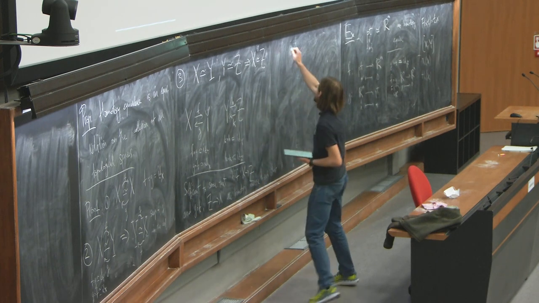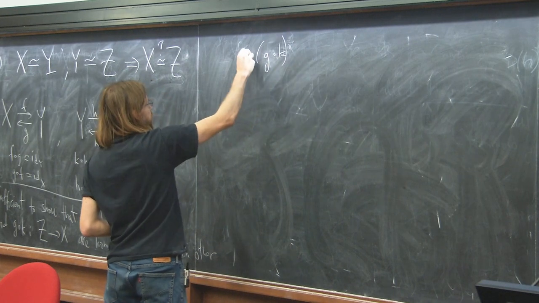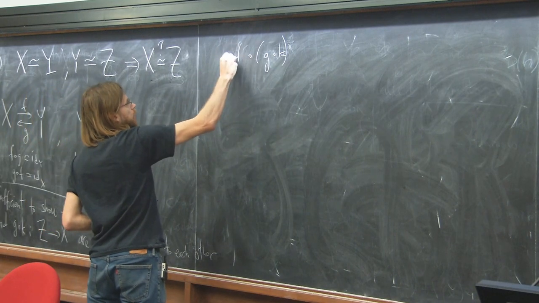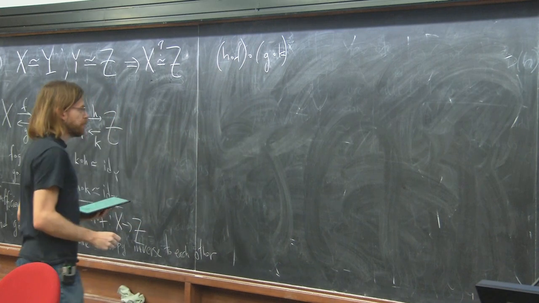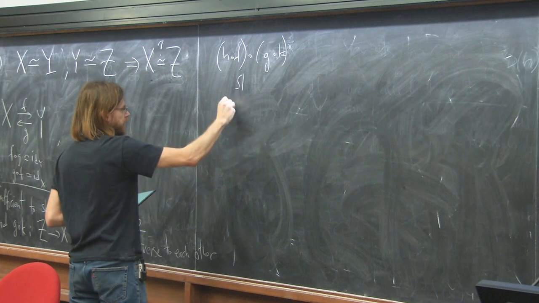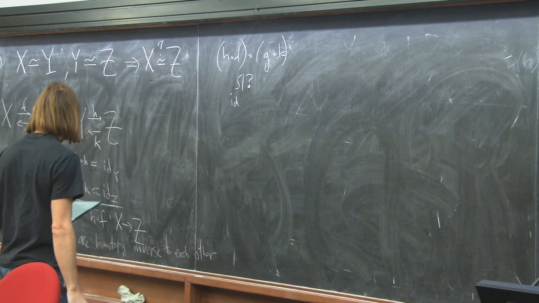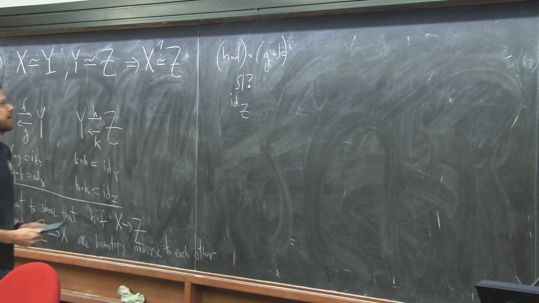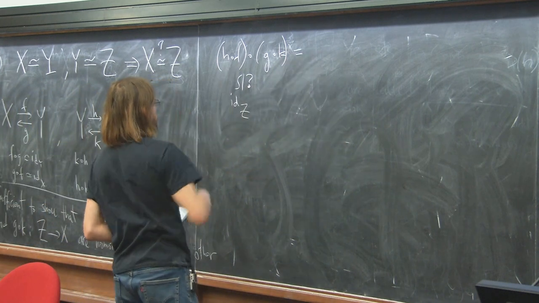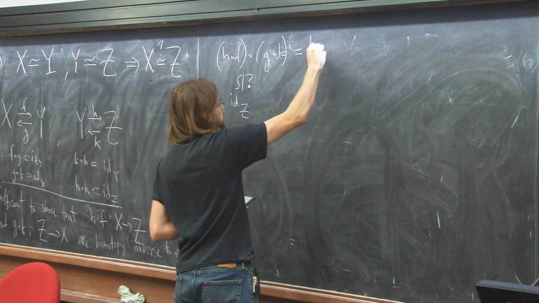Take this map, G composed with K, and then compose it with H composed with F. So we want to check if this is homotopic to the identity on Z. Of course, composition is associative, so we can rewrite it as follows.